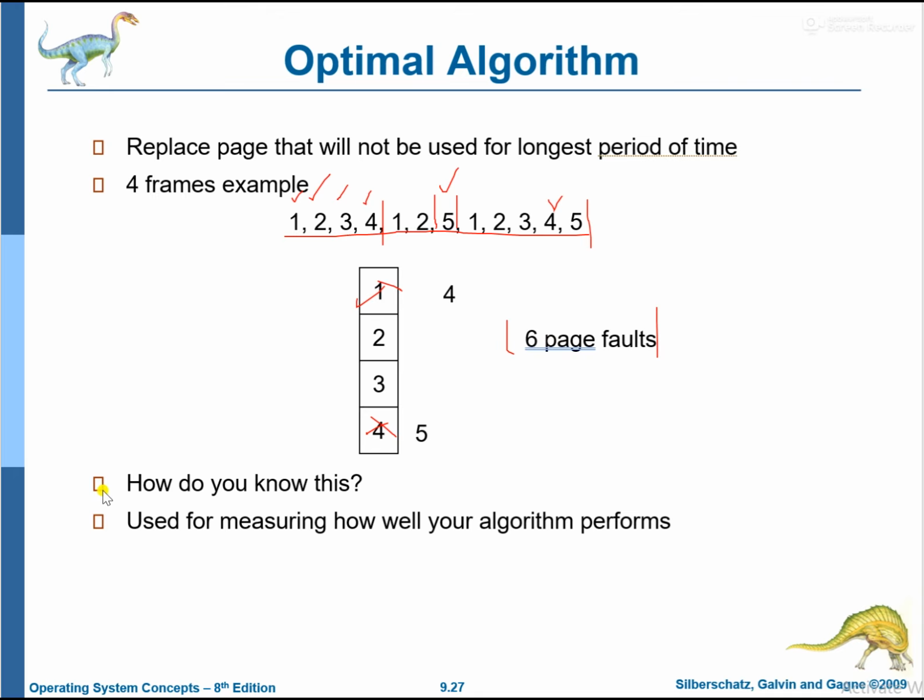But the problem with this is, how do you know which frame will not be used for the longest period of time? You cannot know this until the CPU generates the reference to the page. You cannot know what the CPU will generate in the future. So they said that the optimal algorithm gives us the best performance, but it is practically not usable. So this optimal algorithm is used as a standard. Whenever a new replacement algorithm is proposed, its performance is measured against the optimal algorithm, and if its performance is near to the optimal algorithm, then we can say that this algorithm is performing well.